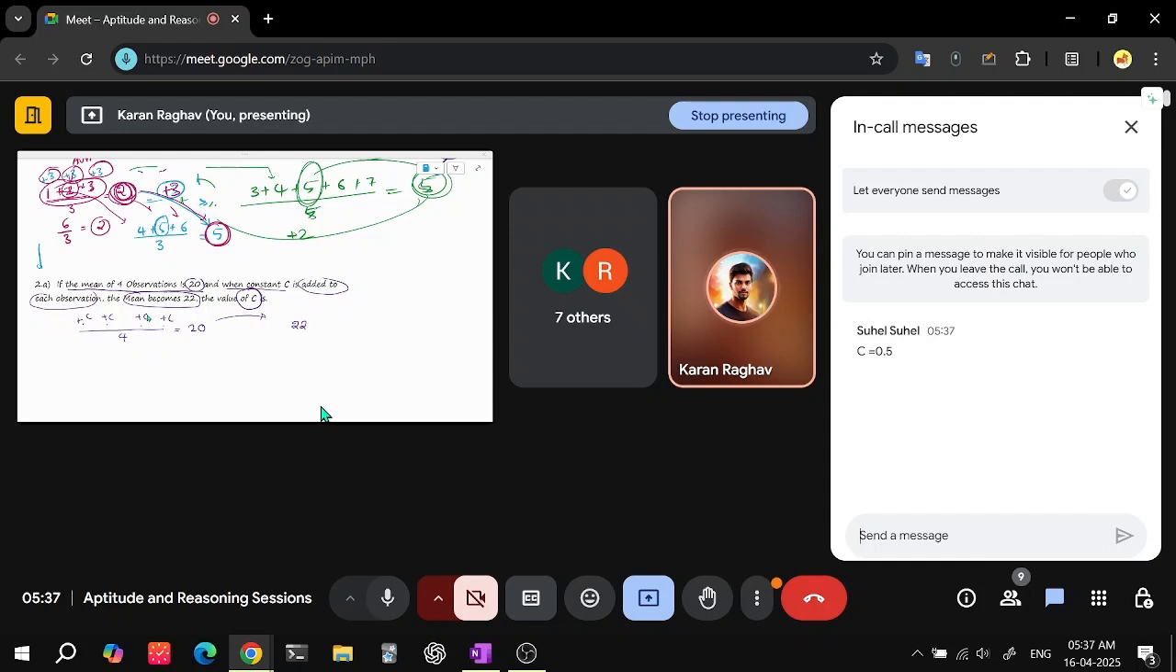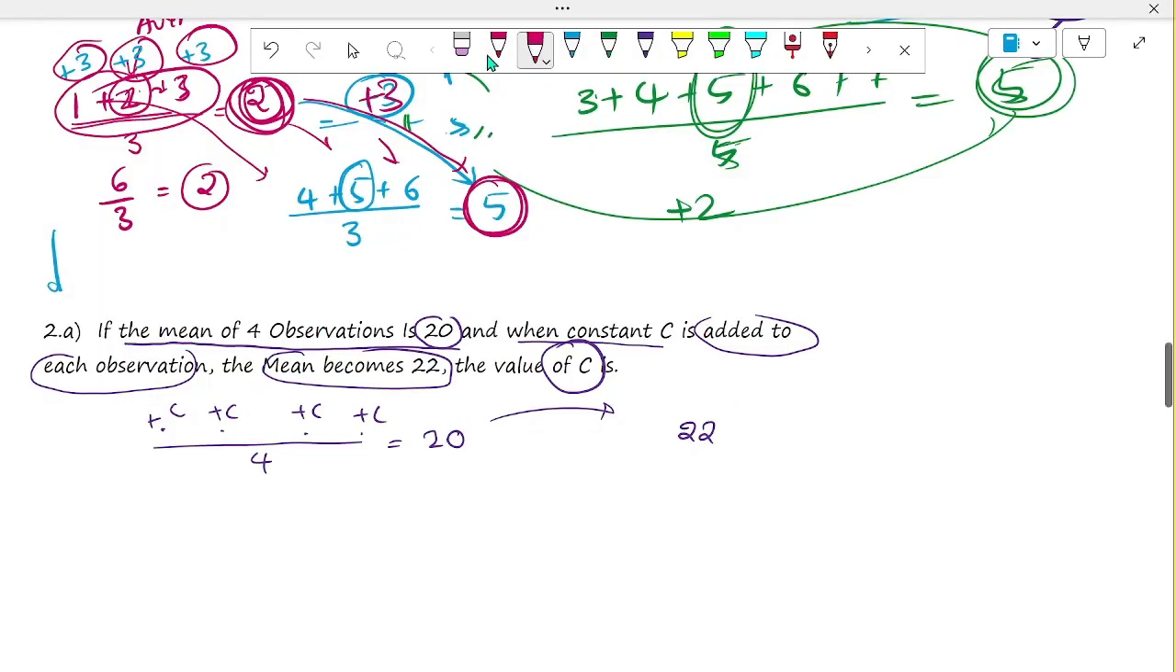Is equal to 0.5. Prajwal says 2. Yes, that is 2. Correct. You can see actually it is 2. If there is an increment of 2 in the average value, actually each of the values will have included 2. Let's take an example.